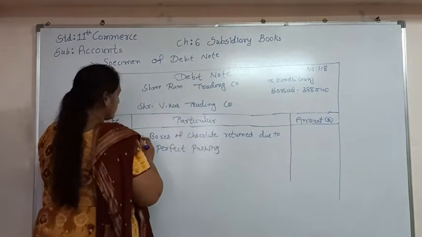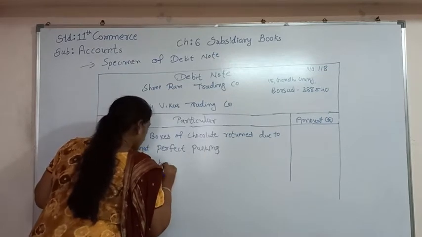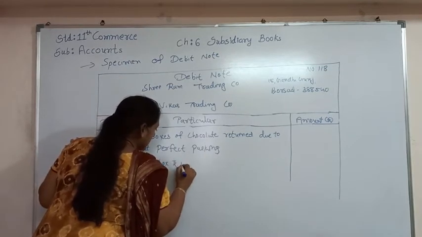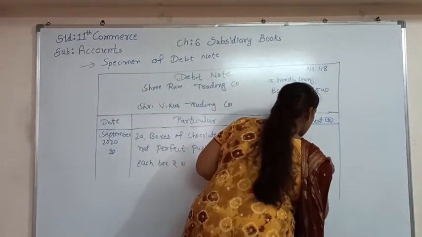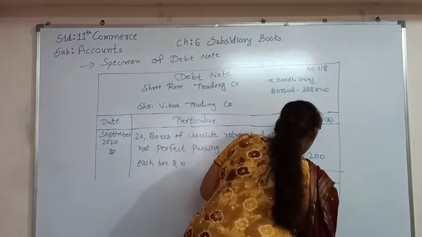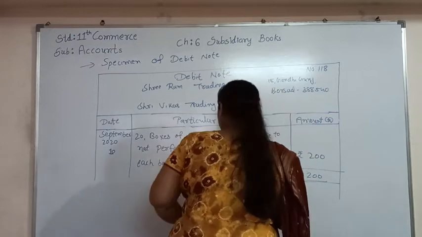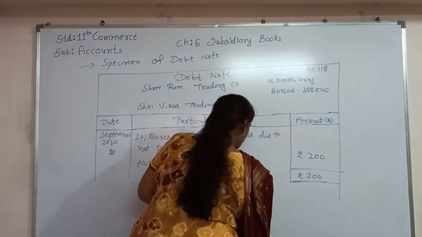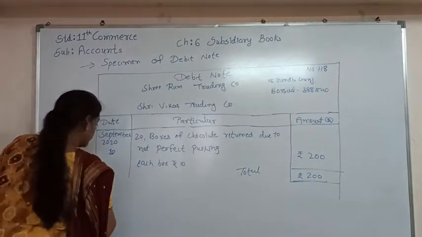So 20 boxes, and each box is, let's say, rupees 10. So it will be rupees 200. So here the total will be 200 rupees.